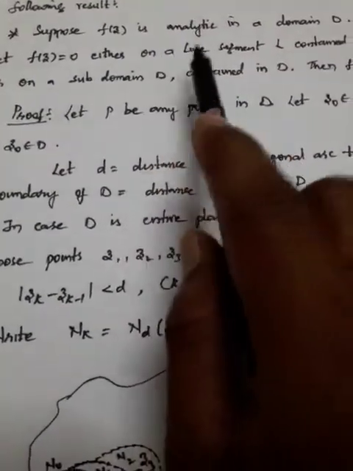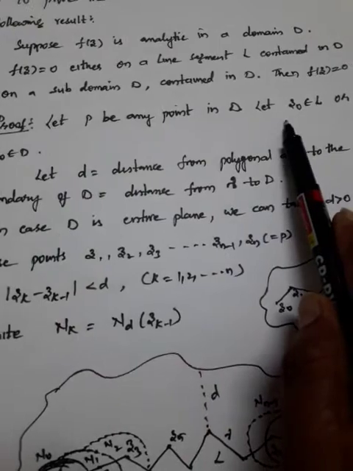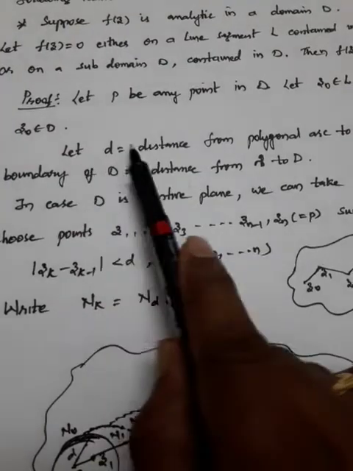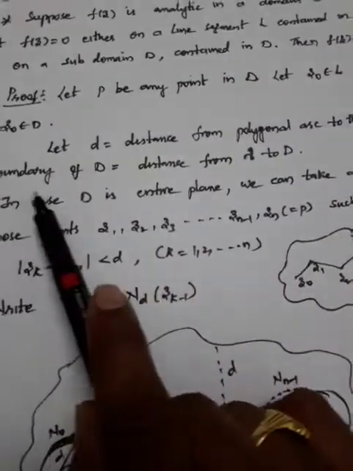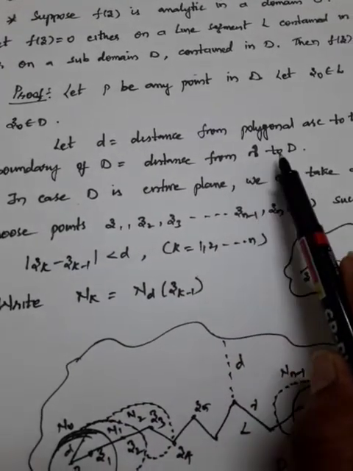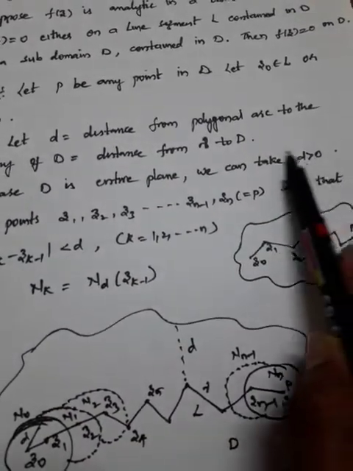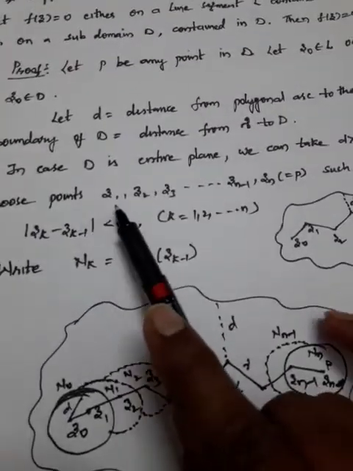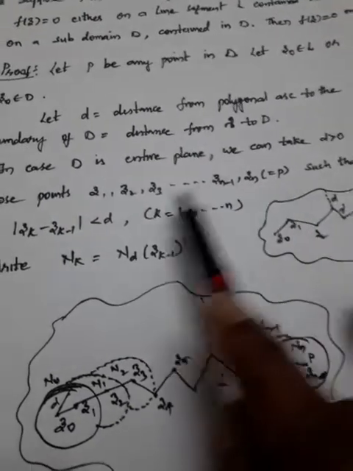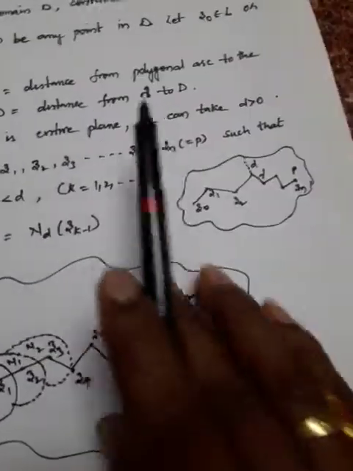Now we will try to prove the same thing we have discussed. Let P be any point in D such that z0 belongs to L or z0 belongs to D'. Let d be the distance from the polygonal arc gamma to the boundary of D. In the case D is the entire plane, we can take d to be any positive number, that is d greater than 0. And choose the points z1, z2, z3 and so on, zn-1, zn, which coincides with P, such that the modulus of zk minus zk-1 is less than d, for k equal to 1 and so on. Now this is the diagram which we have taken.